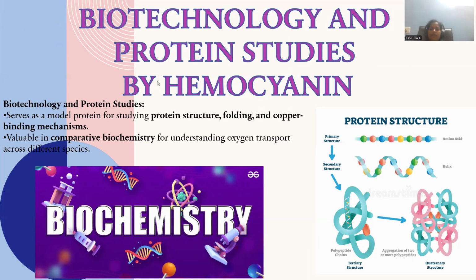All these structural methodologies will be revealed by means of this hemocyanin, so that it takes part as a very potential biotechnology tool, and protein structural studies will be revealed by means of hemocyanin. It serves as a model protein for studying protein structure, folding, and copper binding mechanisms as well. And comparative biochemistry will be very valuable in the field of research, and how effective oxygen transportation is possible among all the different species. That comparative study is also efficiently maintained by this hemocyanin pigment.